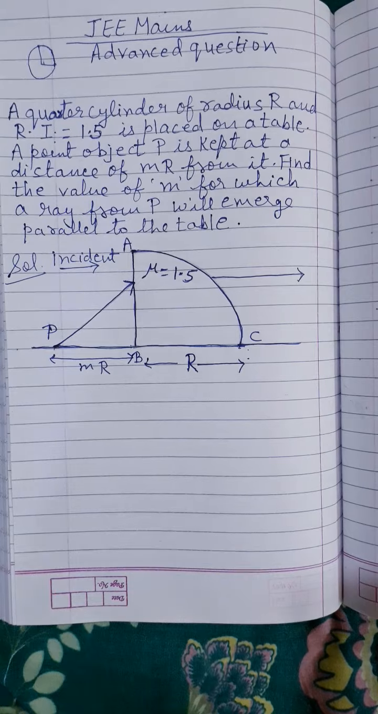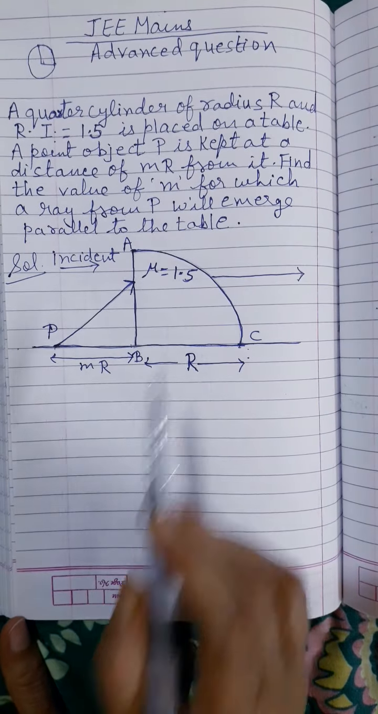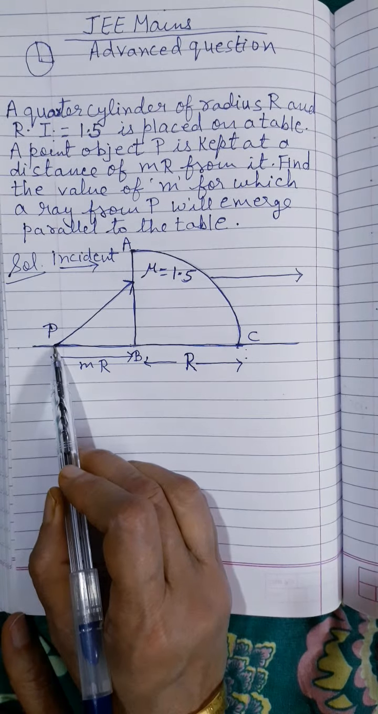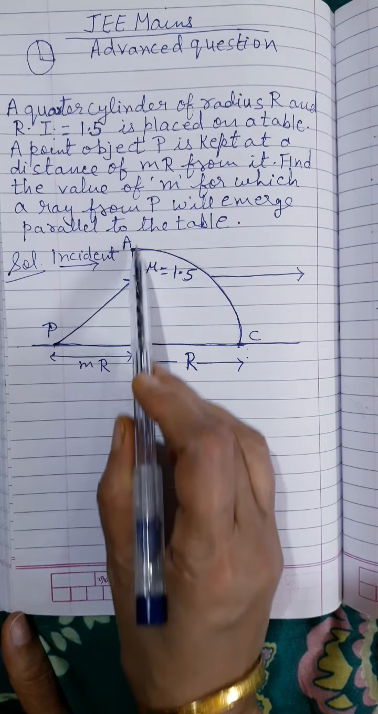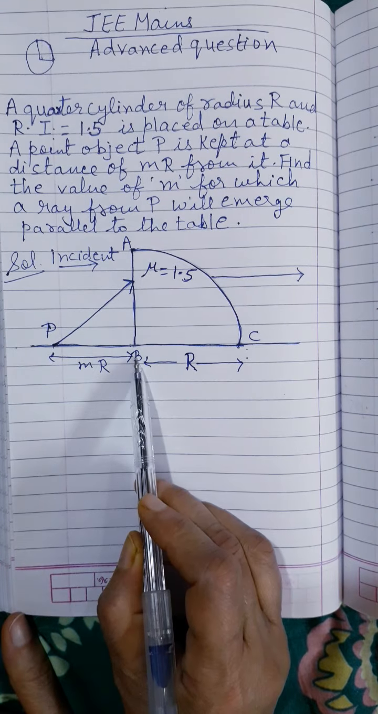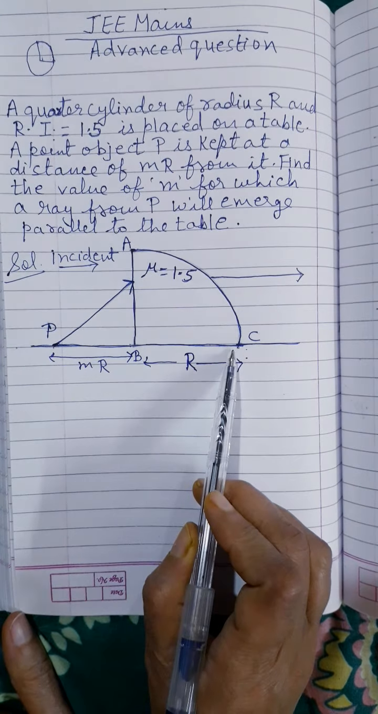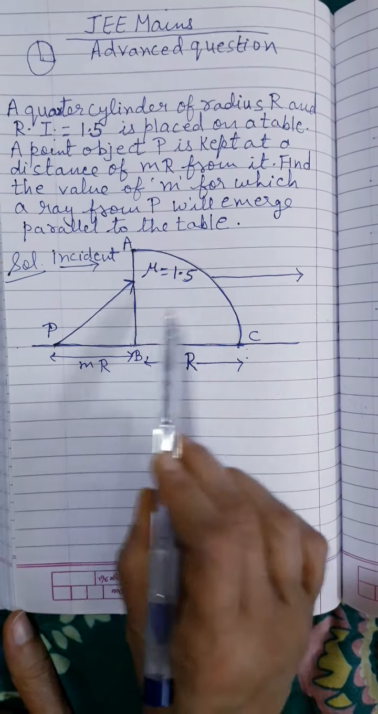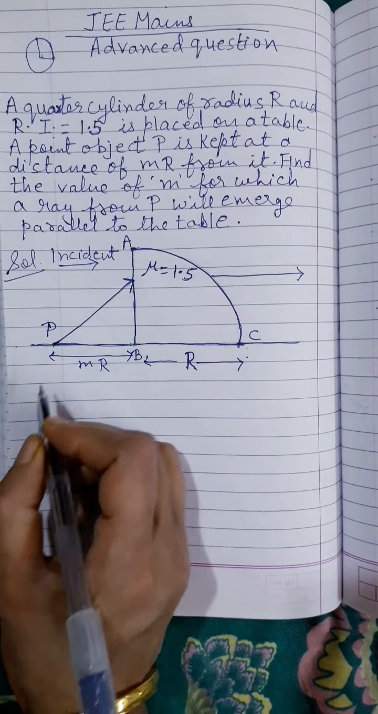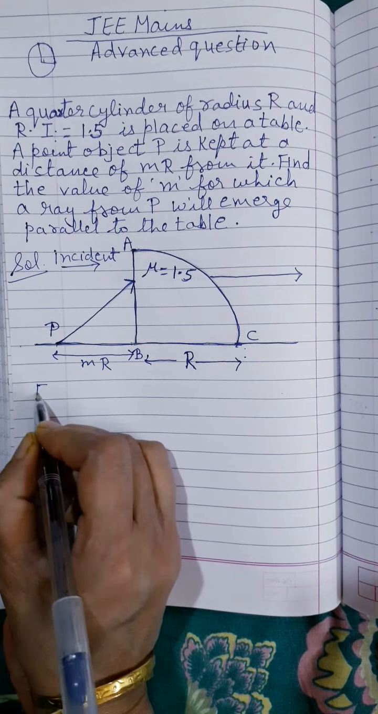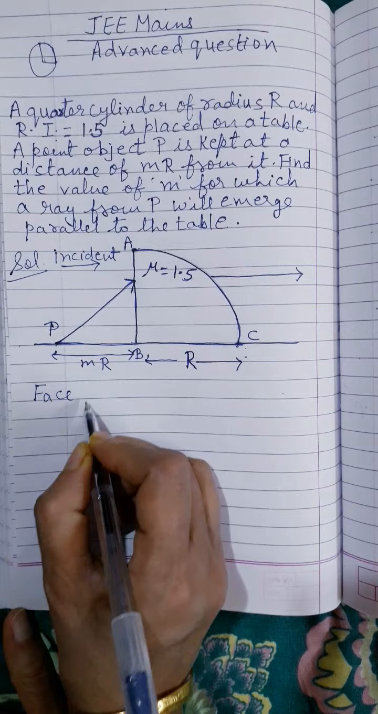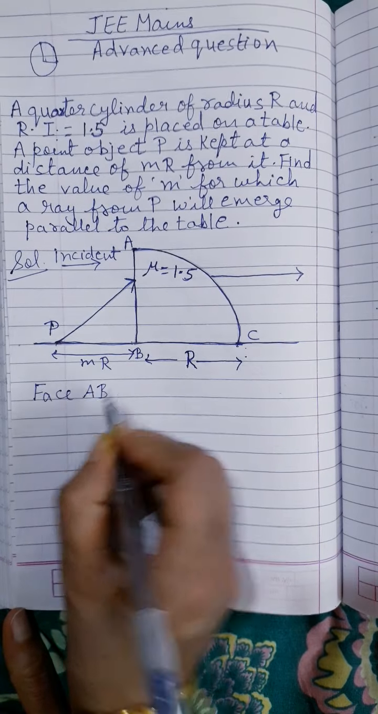So in order to do this question, we have to do it in two steps. When the ray starts from point P, first it will encounter the surface AB of the quarter cylinder, then it will get refracted from the surface AC of the quarter cylinder. So let us consider first the face AB. We will consider the refraction at the face AB.